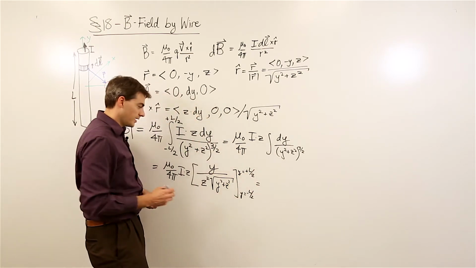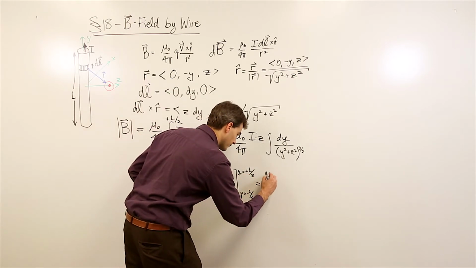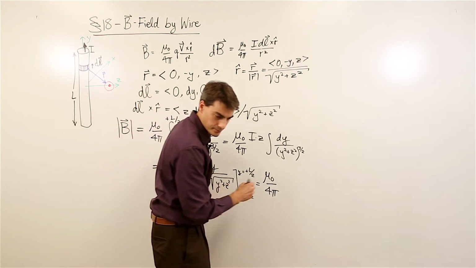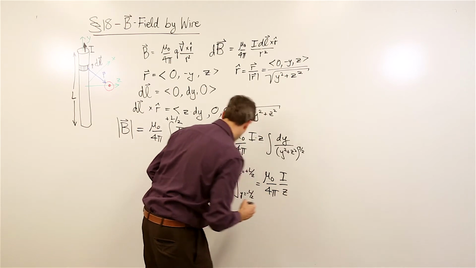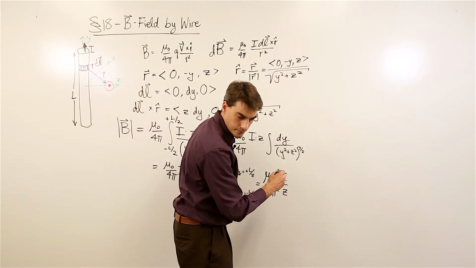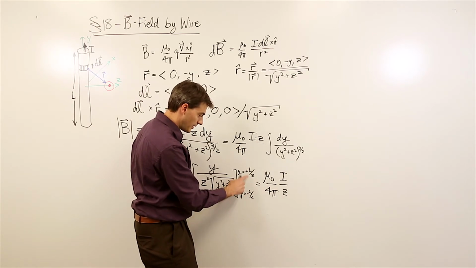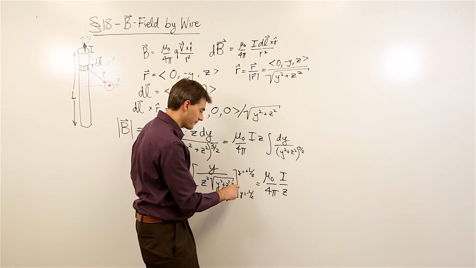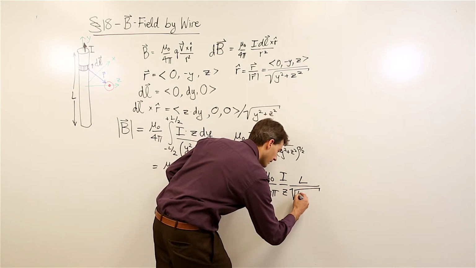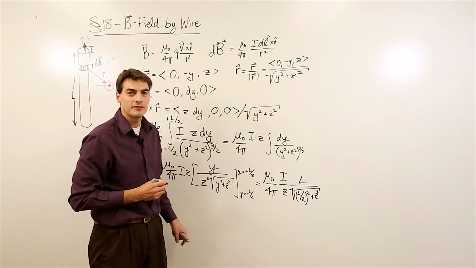And so if you put those y values in there, you also see that one of the z's cancels. And what we'll get is mu naught divided by 4 pi times I divided by z. And then we're going to get L half minus minus L half, so that's L half plus L half. So that's going to give us 1 L divided by the square root of L half squared plus Z squared. So that's the magnetic field from a wire.